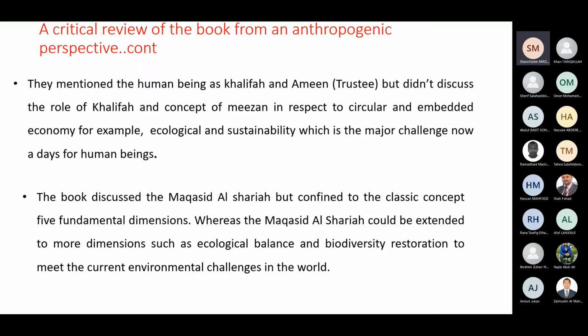The next point, they mentioned the human being as a Khalifa and Amin trustee, but did not discuss the role of Khalifa and the concept of al-mizan in respect to circular and embedded economic, for example, ecological and sustainability, which is the major challenge nowadays for human beings. The last point, the book discussed the maqasid al-sharia, but confined to the classical concept of 5 fundamental dimensions, whereas the maqasid al-sharia could be extended to more dimensions such as ecological balance and biodiversity restoration to meet the current environmental challenges in the world.